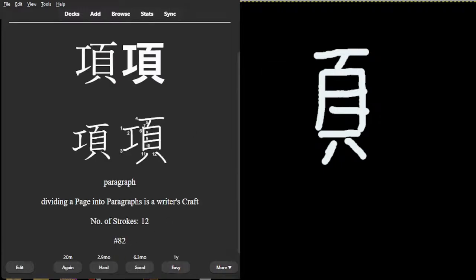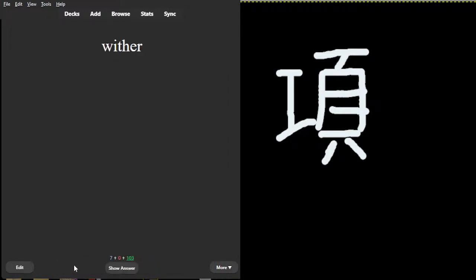I don't remember. Craft. Dividing a page into paragraphs is a writer's craft. I always forget this craft kanji. I know it, but it's just so hard for me to remember this in my stories for some reason. I'm gonna give that again because I didn't really get it.